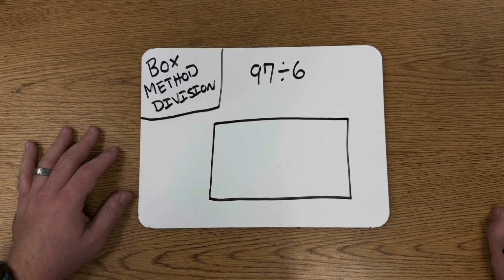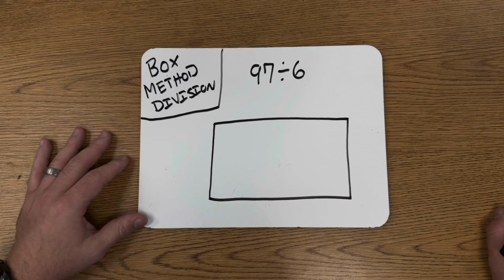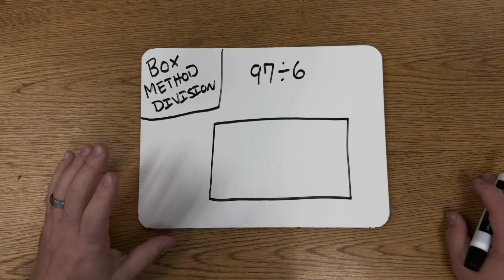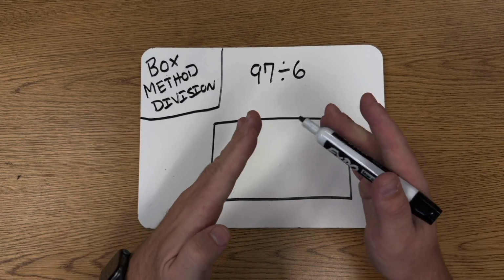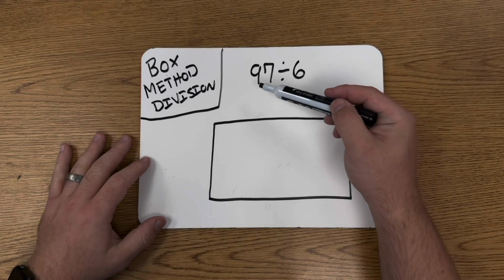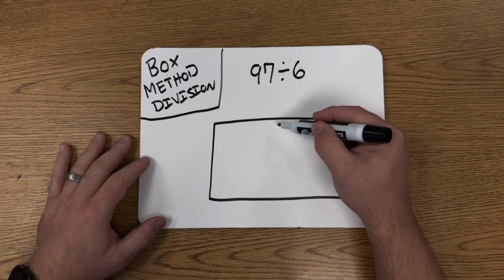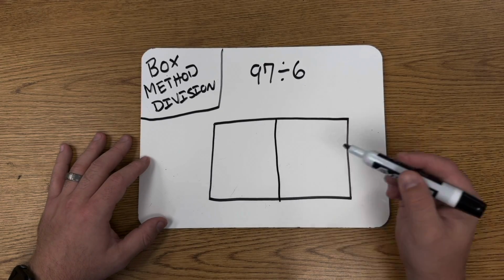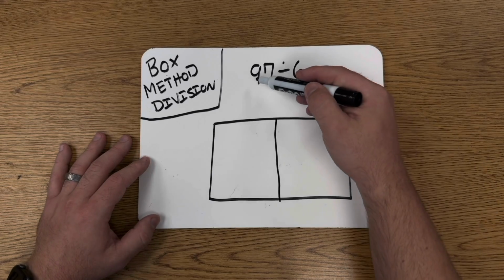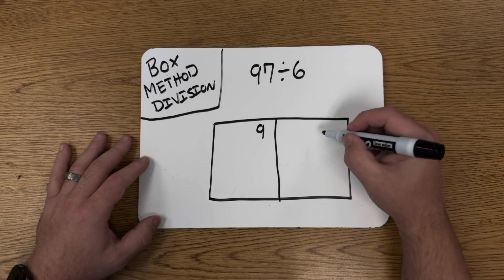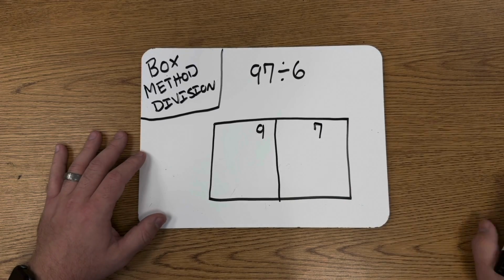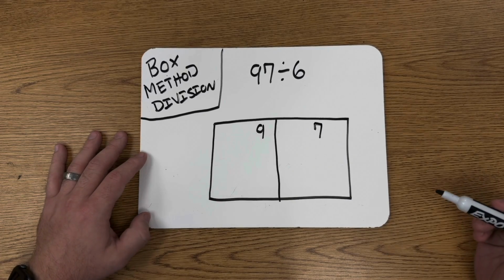We're then going to take a look at our larger number, our 97, and we are going to split that number. Now we are not necessarily splitting it by place value, we are splitting it by digits. We have 2 digits here, so we're going to split our box into 2. We're going to take our 9 and place it in one box, and take our 7 and place it in the other box. So we have our 97 split apart.